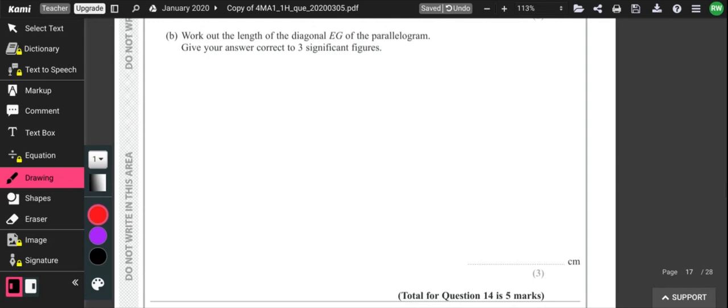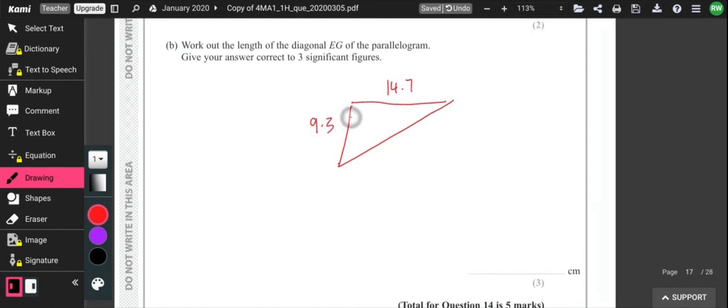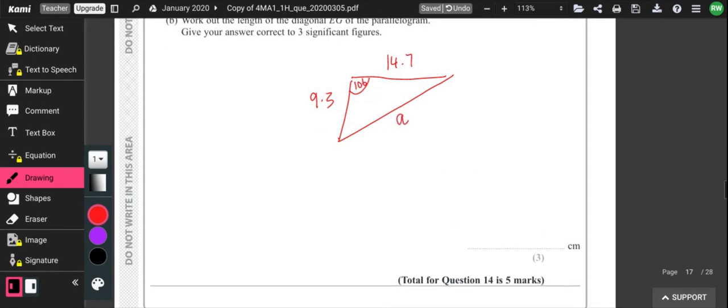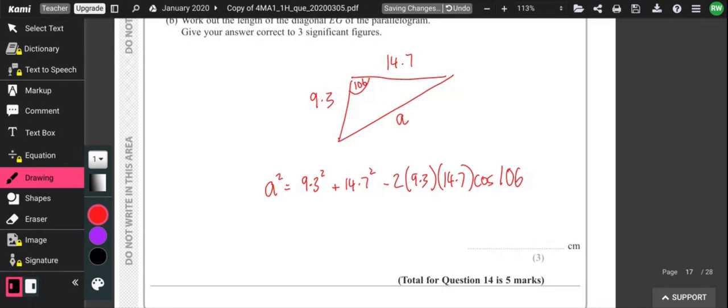For part B, to work out the diagonal, we have 14.7 here and 9.3 and an angle of 106. So if we're trying to work out the diagonal here, let's call that A, then A squared is equal to 9.3 squared plus 14.7 squared minus 2 lots of 9.3, 14.7, and cos 106. So that's the cosine rule. So we plug that all into the calculator, and that gives us 377.9. So when we square root that, we get 19.4 to 3SF.